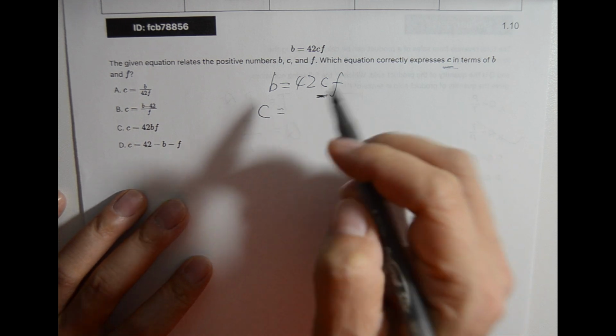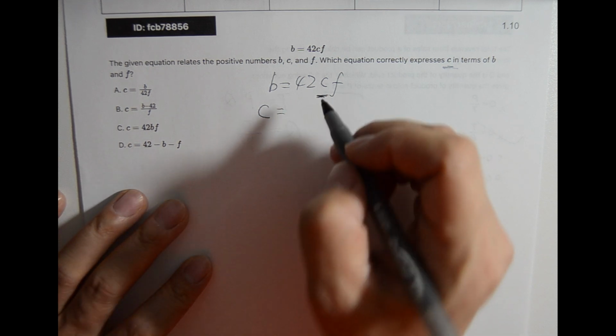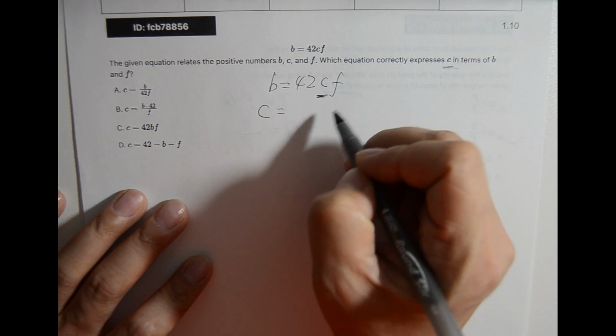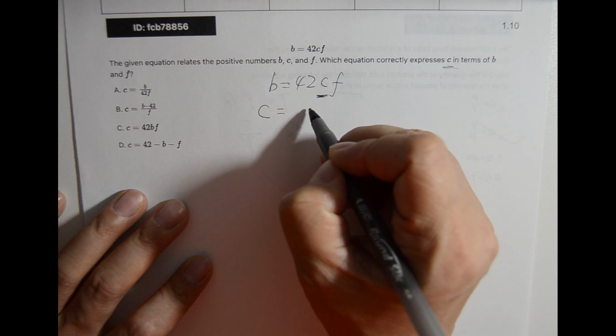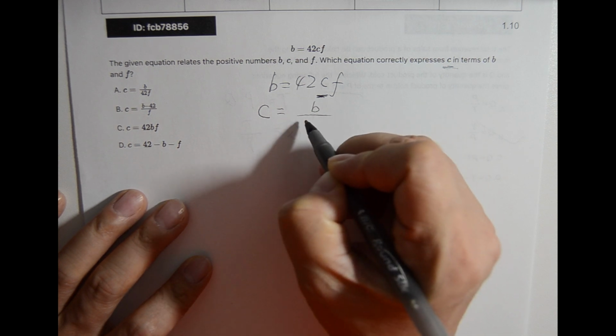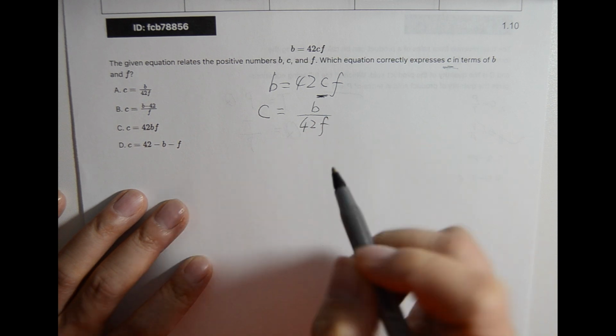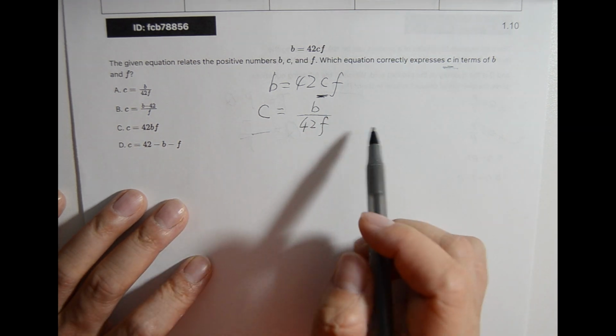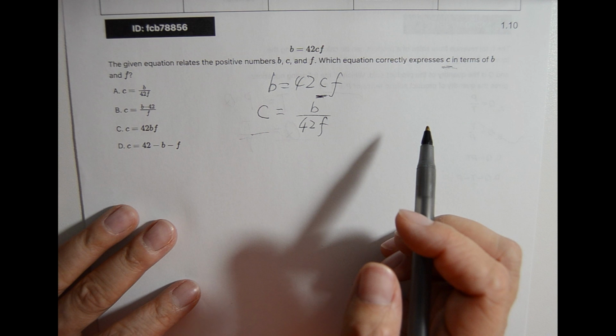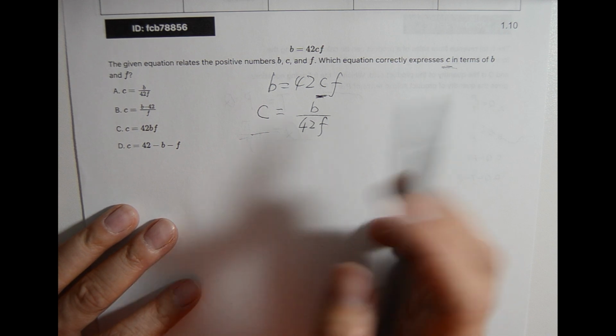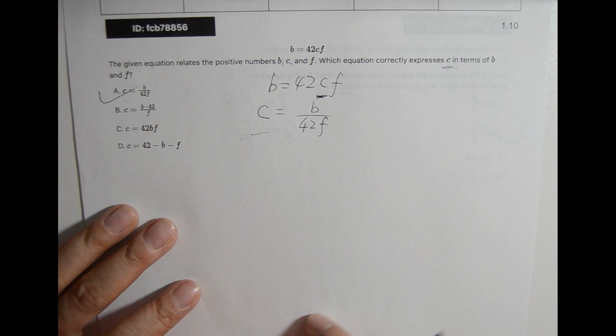So when we divide by 42 times F on both sides, we know C equals B divided by 42F, right? So it's very simple, and we just need to be quite careful to find the correct answer. The correct answer is option A.